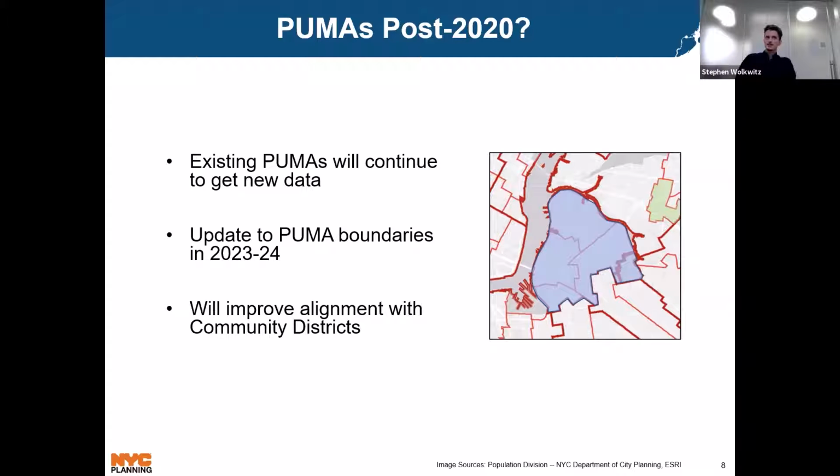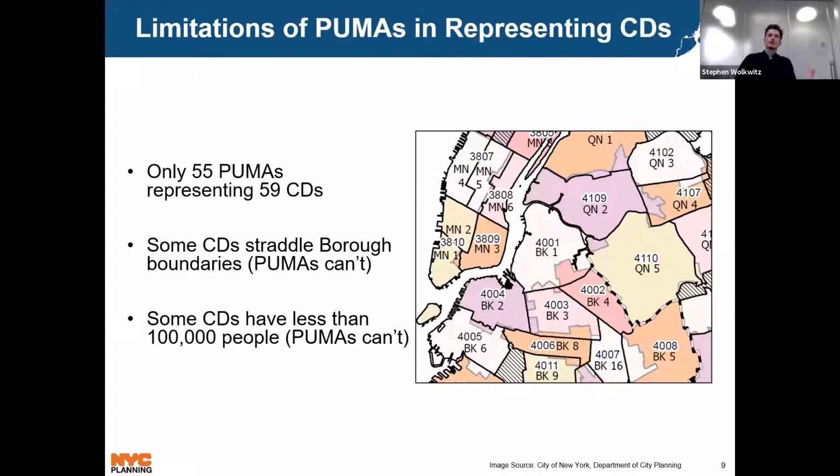Which sounds great, but there are some inbuilt limitations with PUMAs as far as their representation of community districts that I'll explain. So first of all, there's only 55 PUMAs in New York City, and remember there are 59 community districts. So right there, right off the bat, something's got to give. You're never going to have a perfect one-to-one relationship between PUMAs and CDs in New York City.